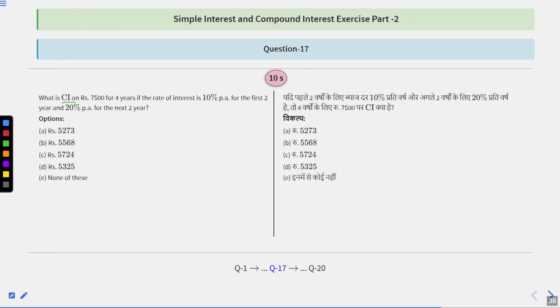What is compound interest on rupees 7,500 for 4 years if the rate of interest is 10% per annum for the first 2 years and 20% per annum for the next 2 years? You have 5 options and 10 seconds to analyze the question. Your time starts now.